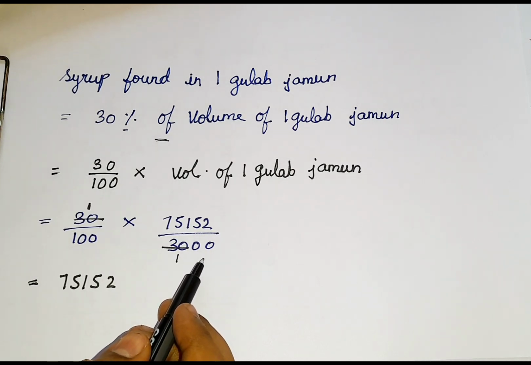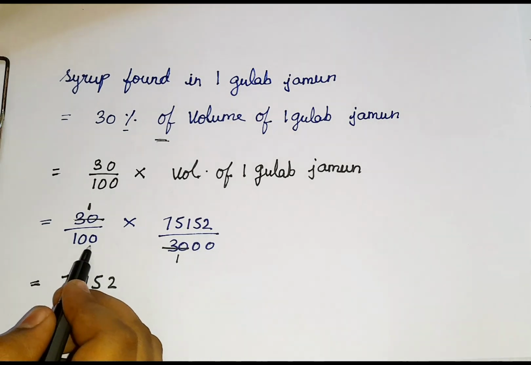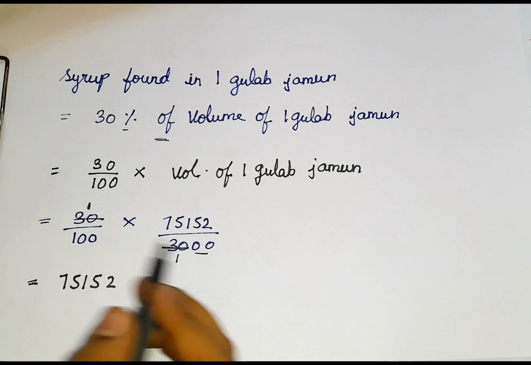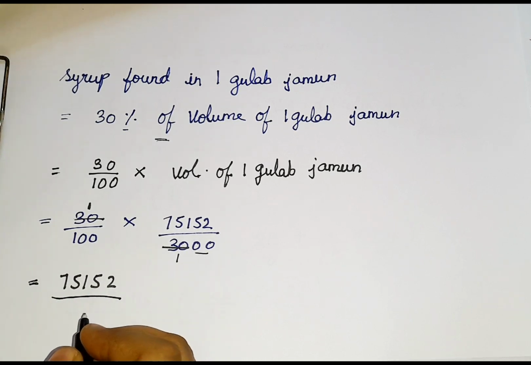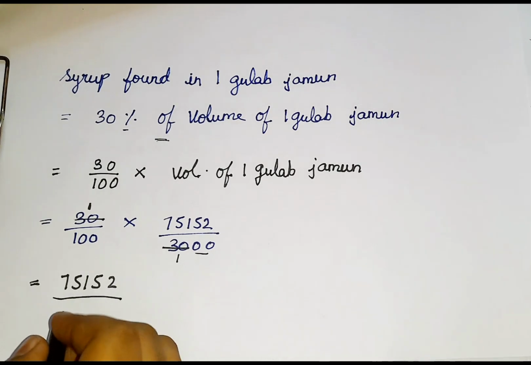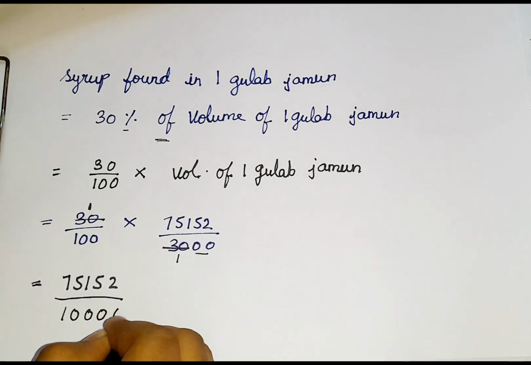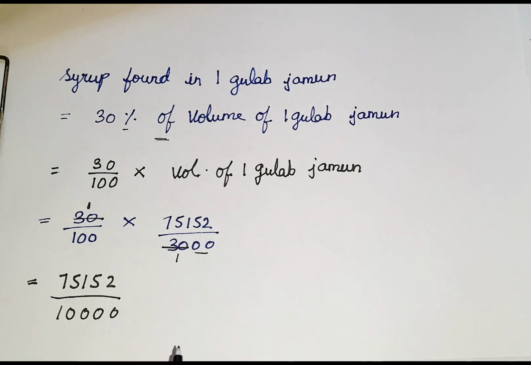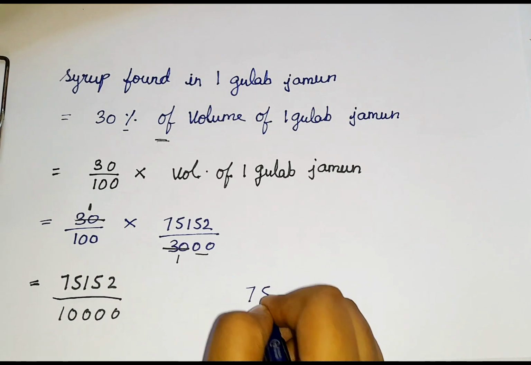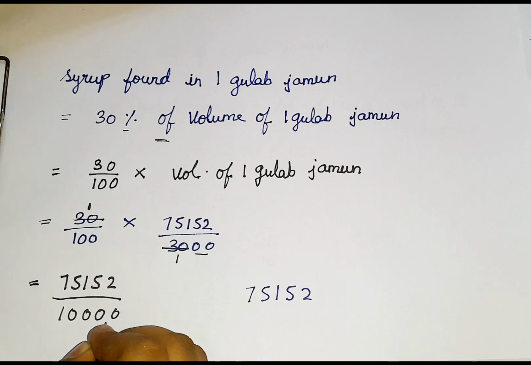Here we have 2 zeros, and here also we have 2 zeros, right? So when we multiply 100 into 100, we get 10,000. Let us write 10,000. We can check the zeros because we are supposed to check each and everything. Here we have 2 zeros, here also 2 zeros, so 1, 2, 3, 4. Now finally we got a value. Instead of writing it like this, we can write it in decimal point. So I can write 75,152, and here 1, 2, 3, 4.